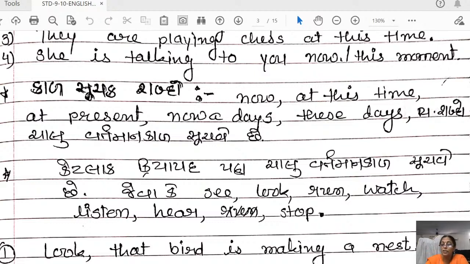Right? So these words, whenever you say these words at the end of sentence, you will have idea that you have to use continuous present tense.